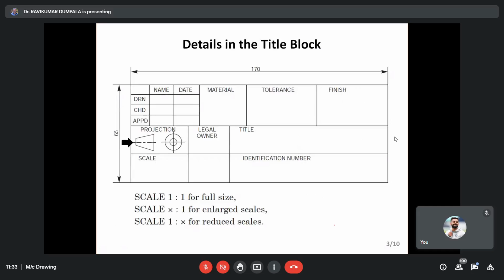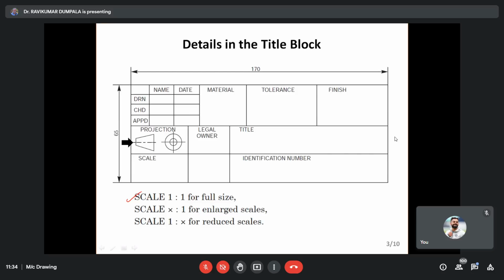So scales, again, I think most of you know what is scale. Otherwise, just be aware of the scale size. What is full size? 1:1. Enlarged scales and reduced scales. 2:1, 3:1, 4:1 are enlarged scales, meaning a smaller component you want to show bigger. 1:2, 1:3, 1:4, like that, is where a bigger component you want to show smaller.